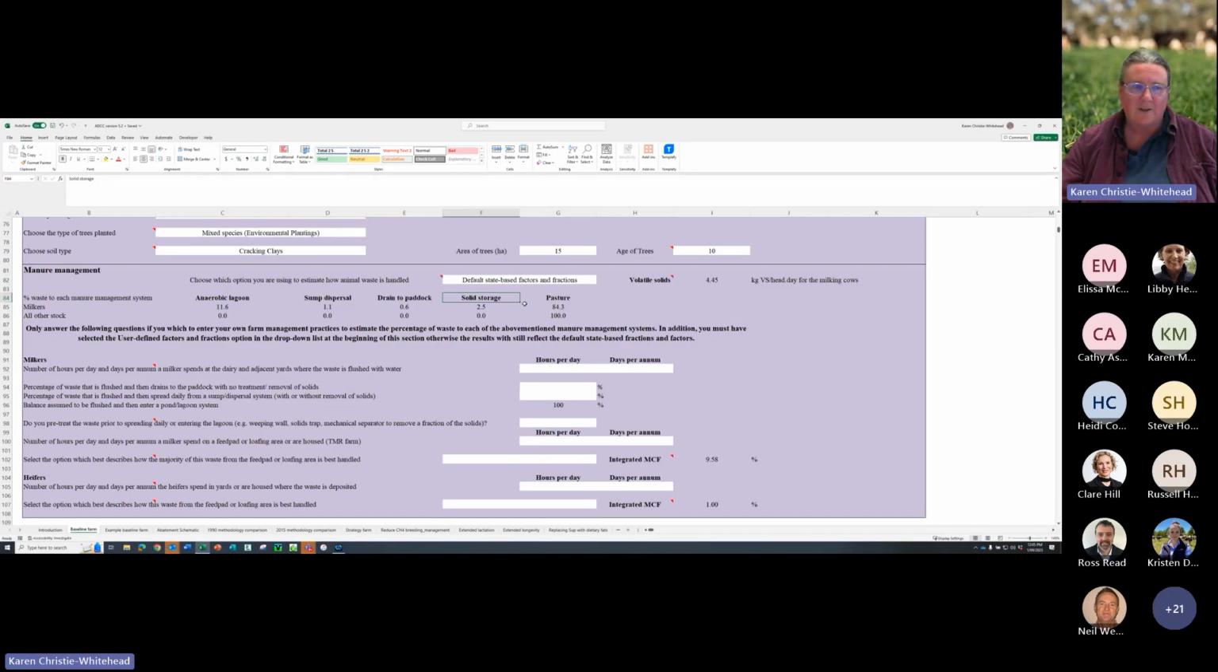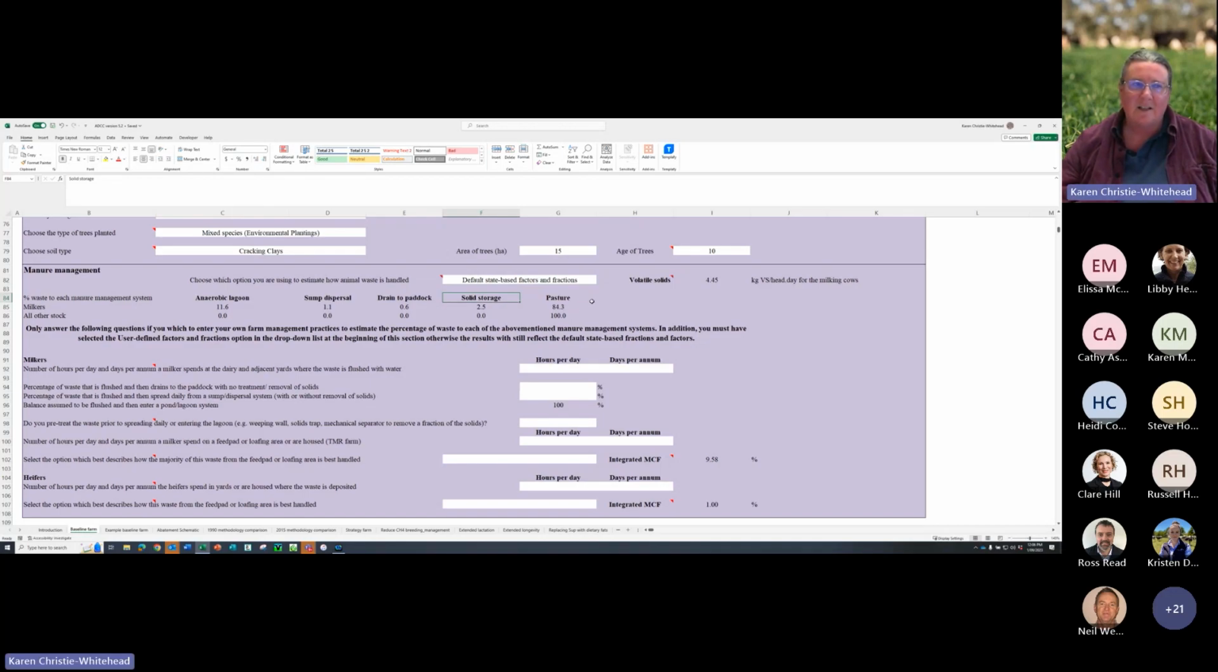I'll touch on this a little bit later, but if you have a composting barn, for example, or when you flush the manure and the water from the dairy to go to an anaerobic lagoon, you've got some sort of form of weeping wall or solids trap. That's what the consistency of that manure is in that solid storage component. And when you subtract the amount of manure from all these other 4 sources, it works out how much of that total manure goes onto pasture.